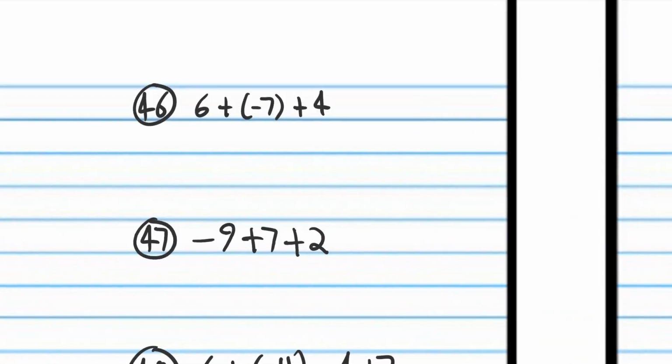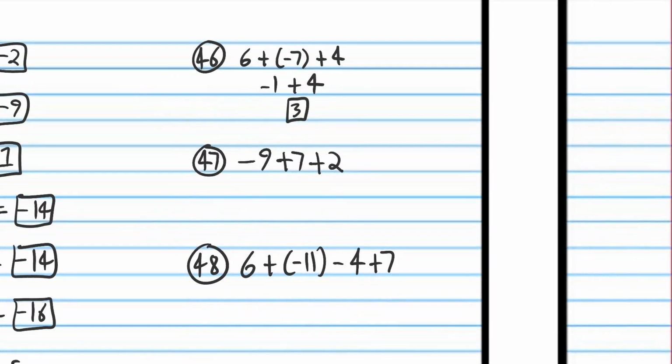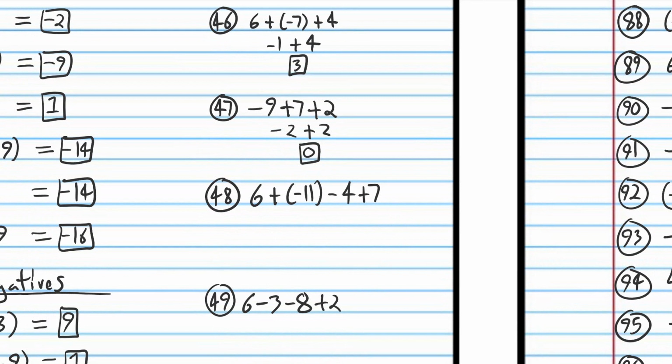All right. 6 plus -7 is -1. And -1 plus 4 is 3. Negative 9 plus 7 is negative 2. And negative 2 plus negative 2 is 0. So we're moving left to right. It turns out that you don't always have to move left to right in every problem, but it's just safe to do that.